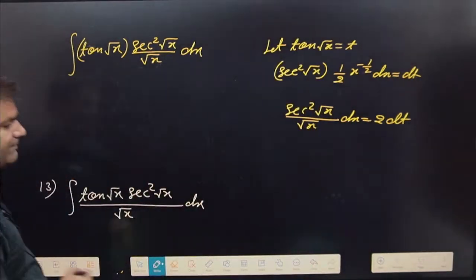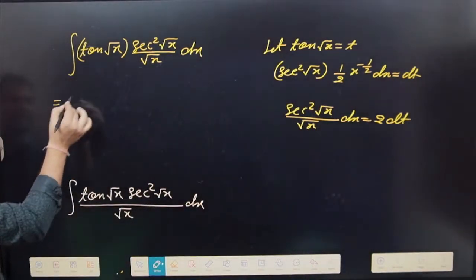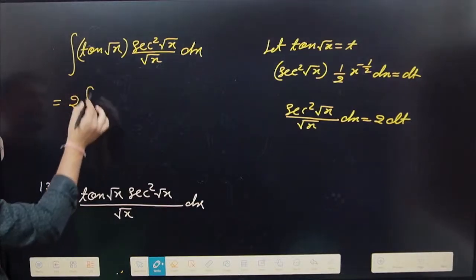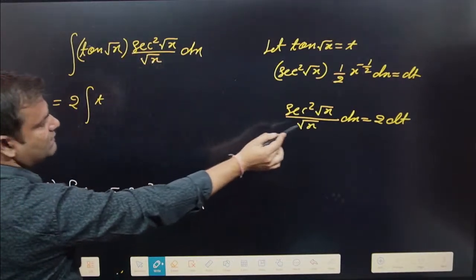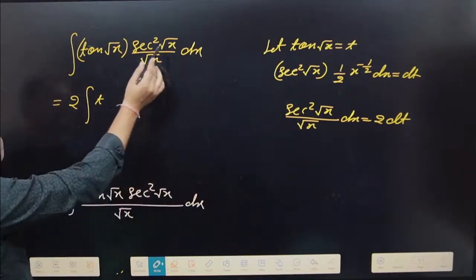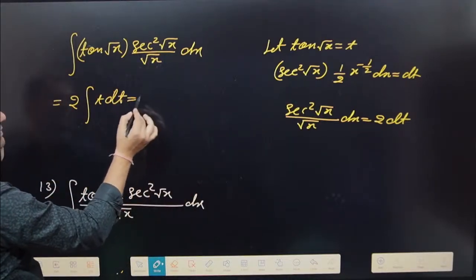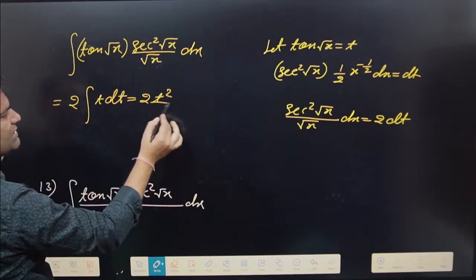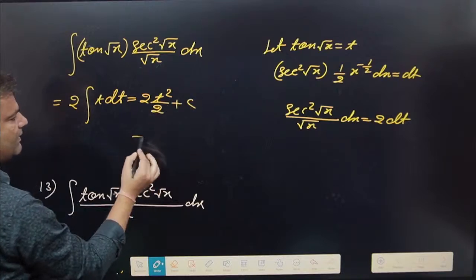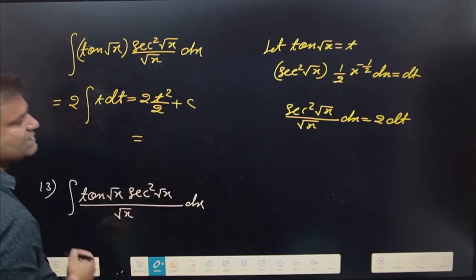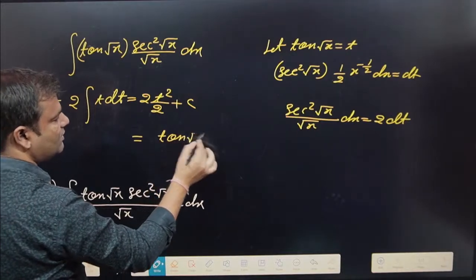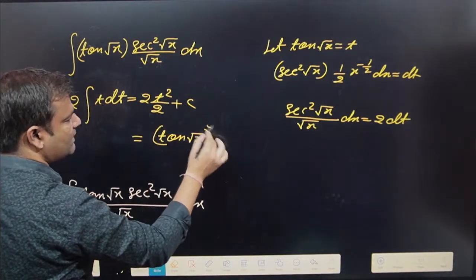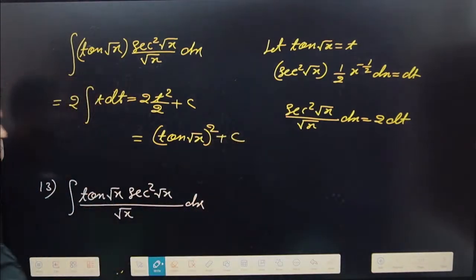Now that part is written here as 2. What about that value? t. And what about that value? 2 dt. So 2 here and simply dt. So now here 2t plus c. So t square plus c. T square is basically how much? This is written as tan of root x to the whole square plus c, which is the right answer.